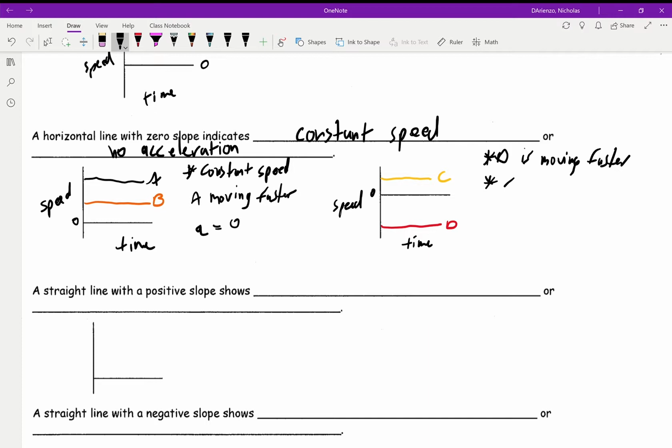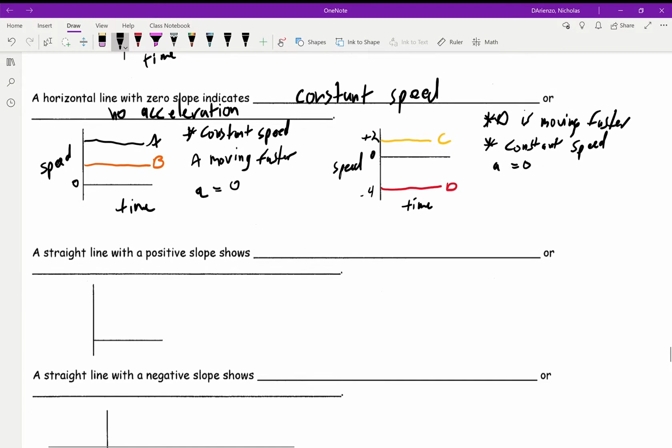Again, these are both at constant speed. Slope is not changing. And because of that, our acceleration is still 0. So D would be moving faster. Considering the sign of the speed for D is negative, D would be moving in the opposite direction of C at a faster rate. This might be something like, let's say, -4 meters per second. Maybe this one is a +2 meters per second. Again, the sign indicating direction.